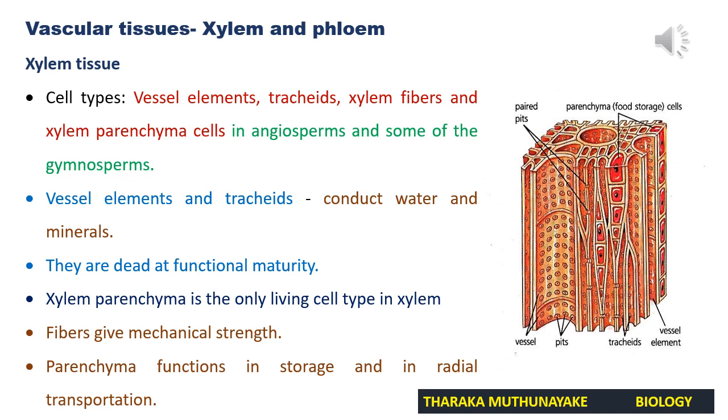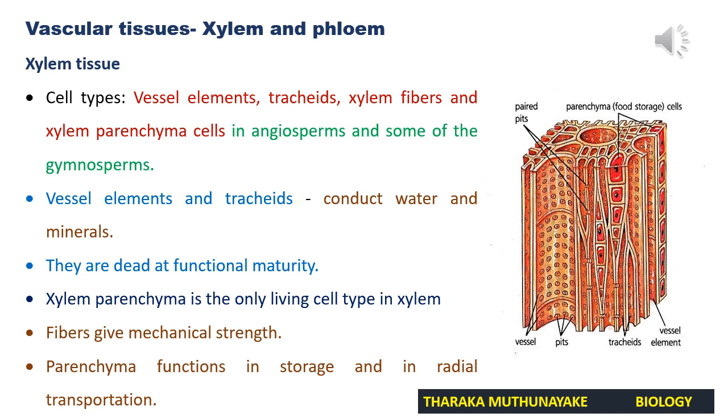Okay, then general functions of each of these cell types are mentioned here. Look at this. Vessel elements and tracheids conduct water and minerals. Simply, upward movement of water and mineral ions inside xylem through these vessel elements and tracheids can be termed as ascent of xylem sap. Okay. But remember, among these two cell types, vessel elements are mainly adapted for the ascent of xylem sap, or for conduction of water and mineral ions.